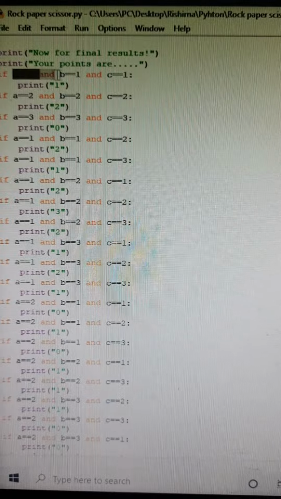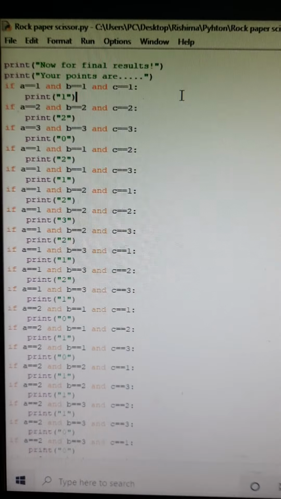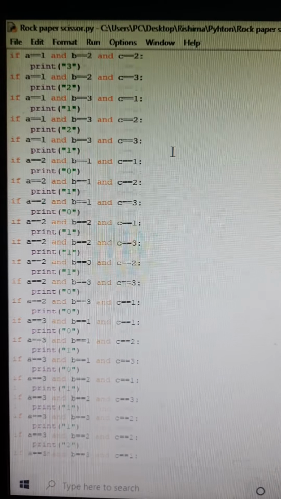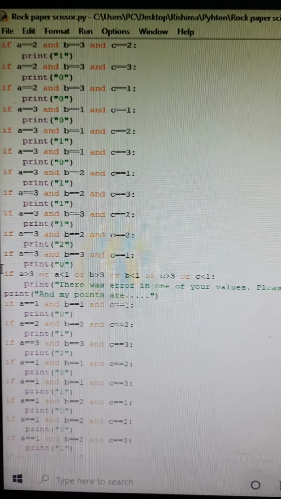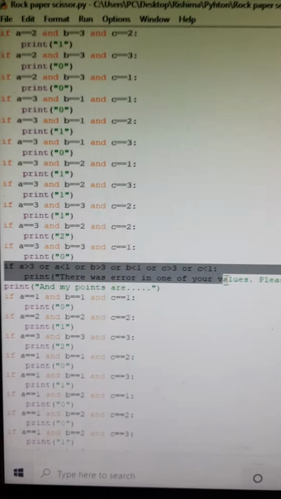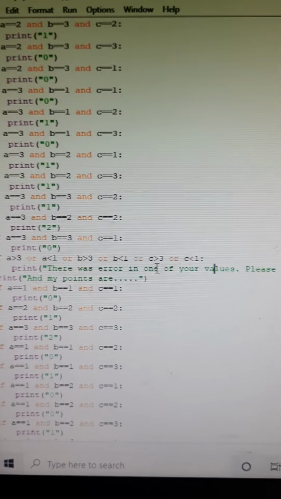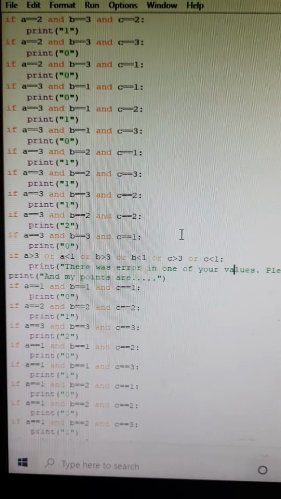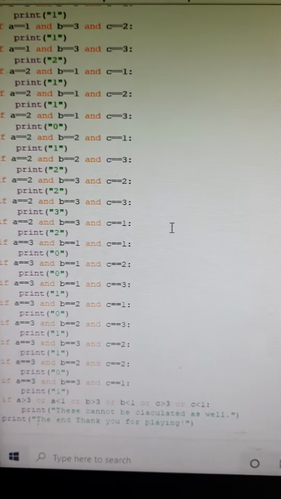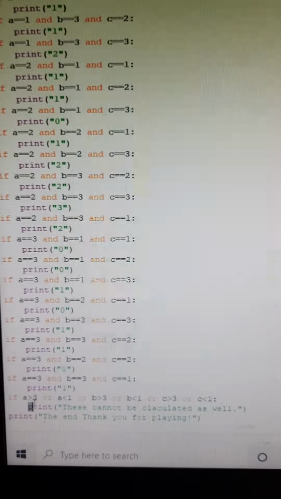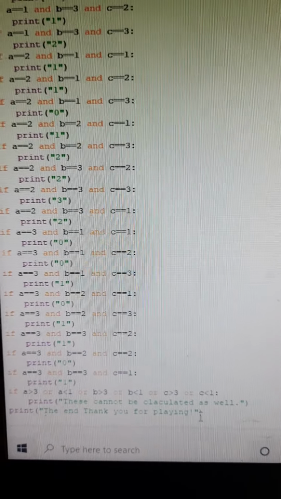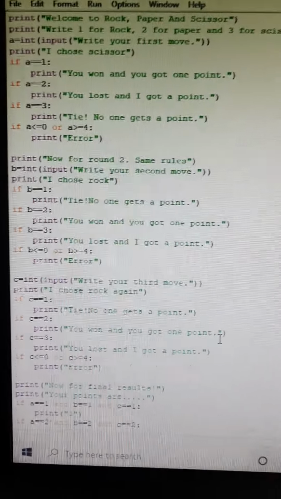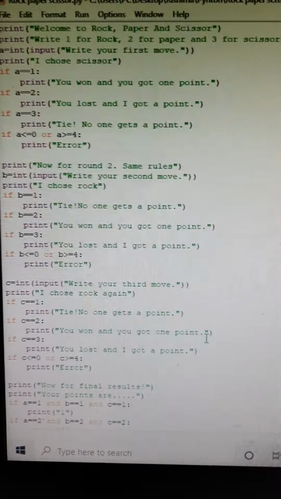For example, if a is equal to 1, b is equal to 1 and c is equal to 1, what would be the user's point? So like this I have done it for all the combinations, and if it's invalid, then it would show error in one of your values. I have done the same thing for the computer's points, and then it prints the end, and thank you for playing. I have made this game with the computer as the first person, and I hope you liked it.